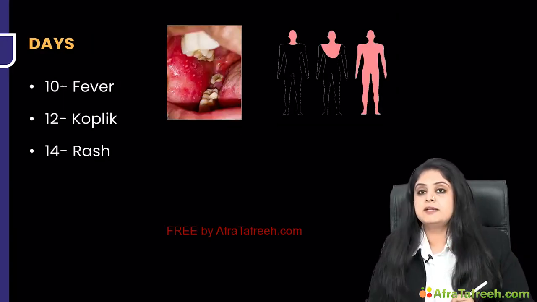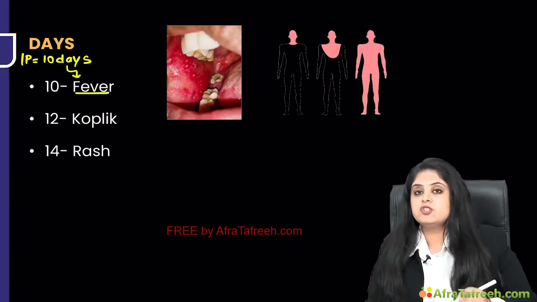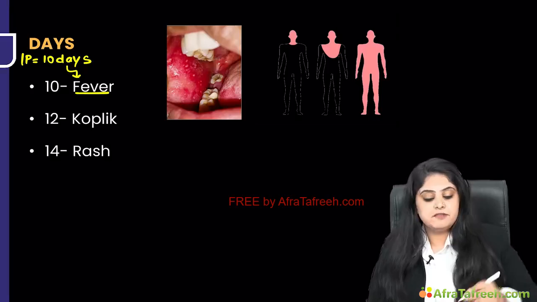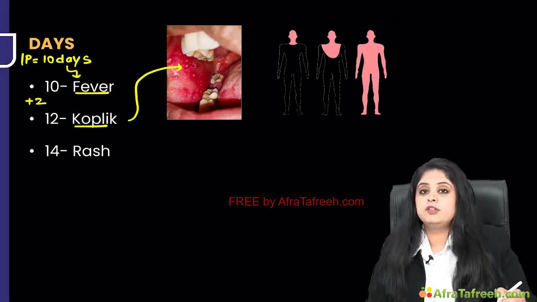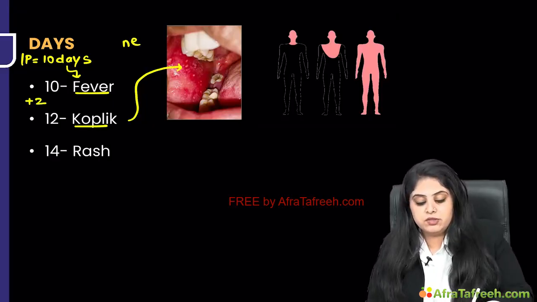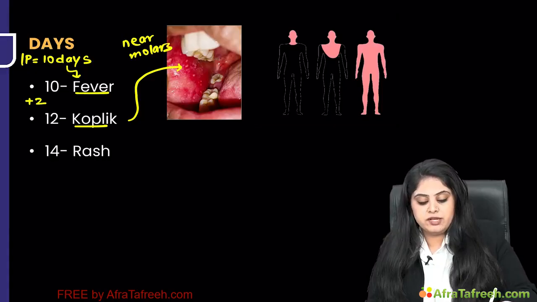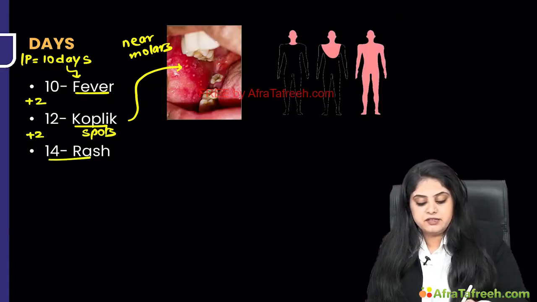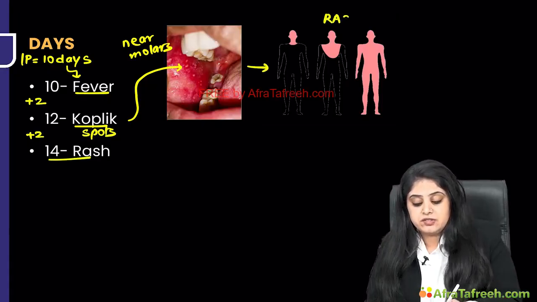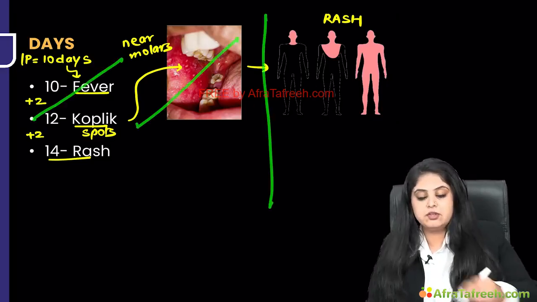But what after that? What was the incubation period? It was 10 days. So after 10 days, the first thing the patient is going to have is fever. Two days later, the patient has spots on the buccal mucosa near the molars, which are known as Koplik spots. And another 2 days later, we start seeing a rash in these patients. This rash is very characteristic, because when the rash comes, everything else is going to go away.